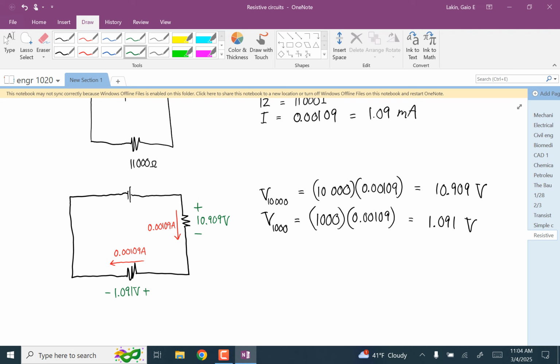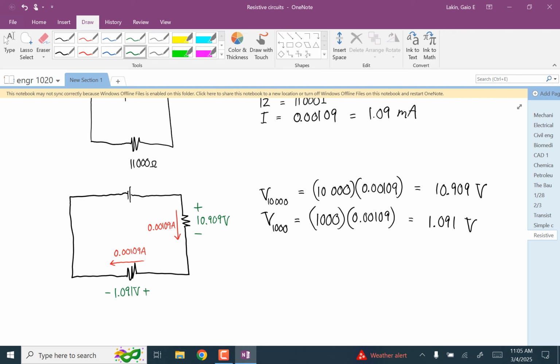So this is a case where we have a very big resistor and a much smaller resistor, a factor of 10 to 1 for the resistances of these two. And you can see that the effect of that is the big chunk of the voltage is going to be across the resistor with the higher resistance. Okay.